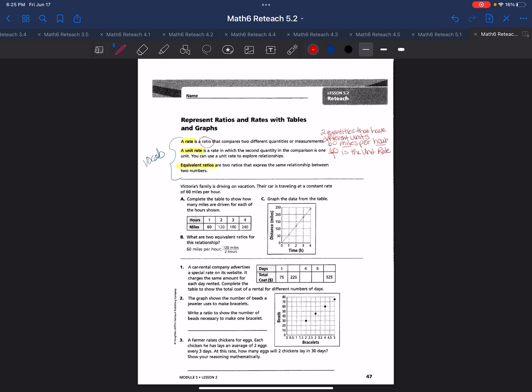And then equivalent ratios are two different ratios that express the same relationship between two numbers. And we've been talking about these earlier in previous lessons. For example, if I have 4/10 and I divide both the numerator and the denominator by 2, I get 2/5. Therefore, 2/5 and 4/10 are equivalent ratios.